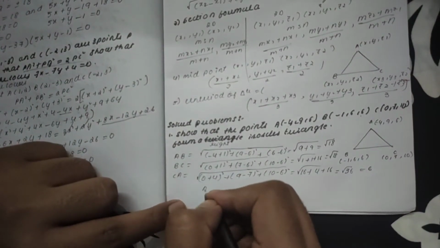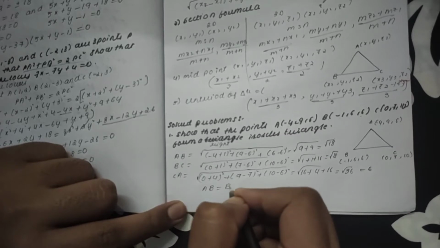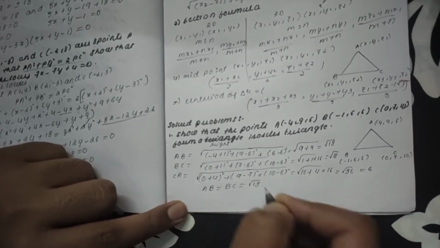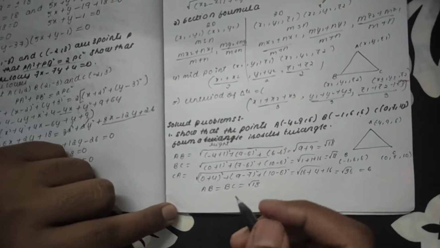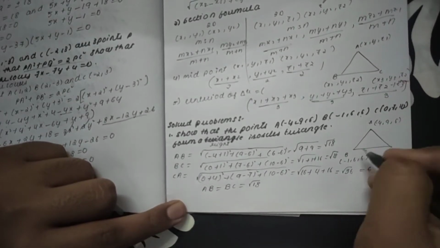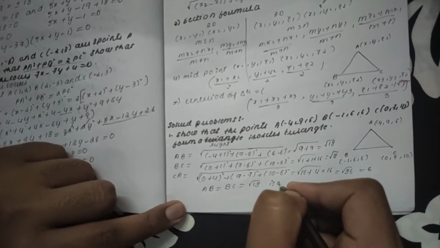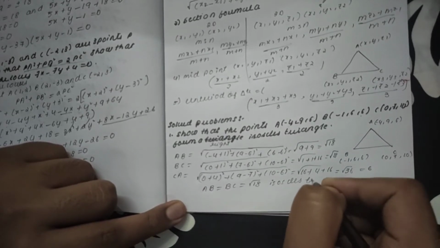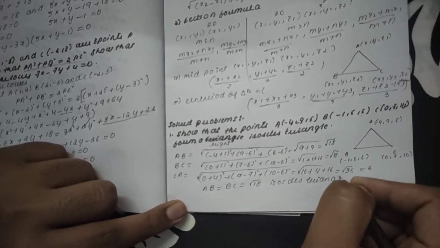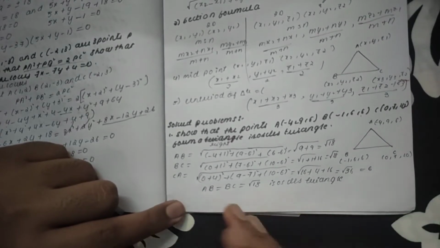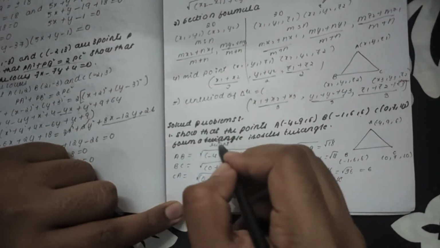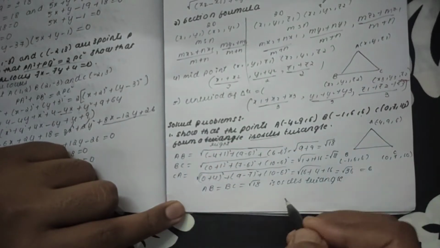From these values we come to note that the value of AB is equal to BC is equal to root 18. The values of AB and BC are equal. From this we come to know that ABC is an isosceles triangle. In the previous classes we have learned that an isosceles triangle is one in which two sides are equal. So the question one part has been solved, and we have to prove that it is a right angle isosceles triangle.